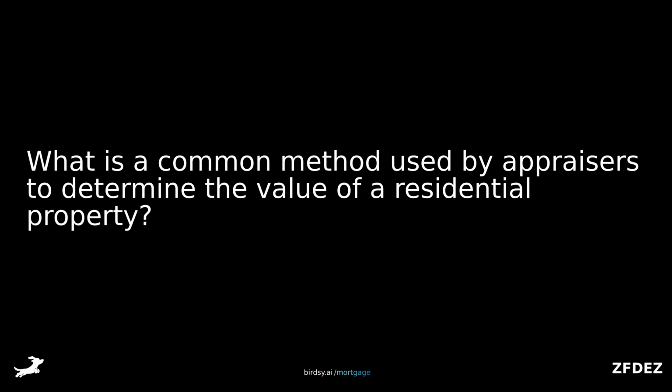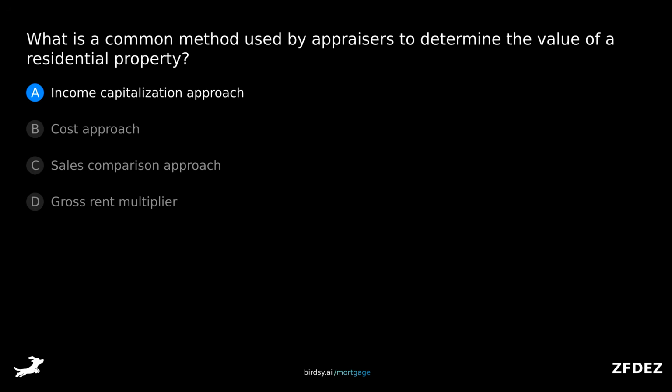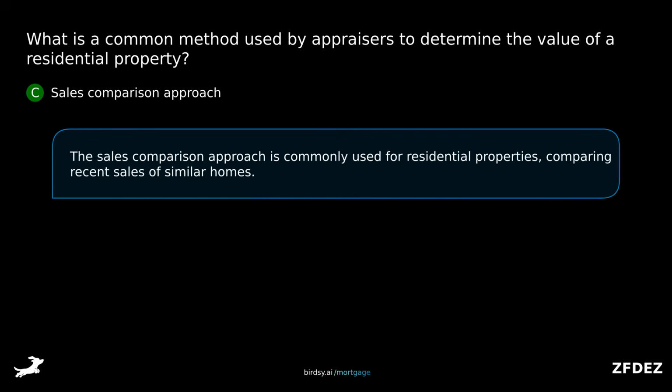What is a common method used by appraisers to determine the value of a residential property? Is it A, income capitalization approach, B, cost approach, C, sales comparison approach, or D, gross rent multiplier? The answer is C, sales comparison approach. A sales comparison approach is commonly used for residential properties, comparing recent sales of similar homes.